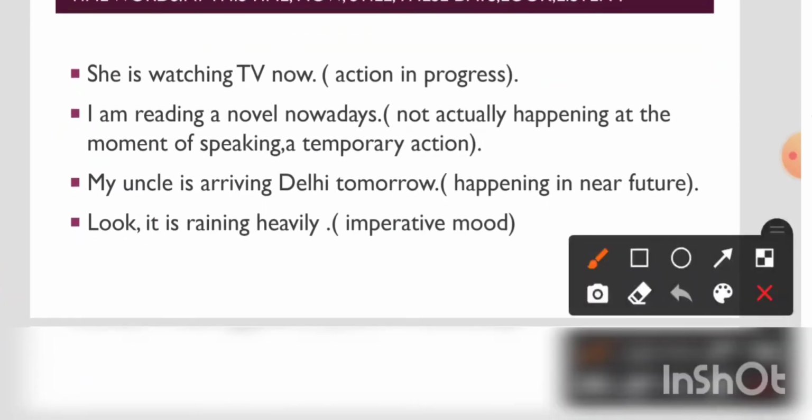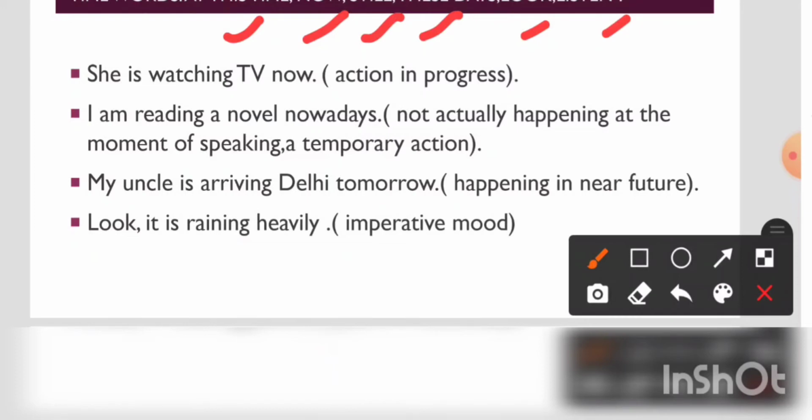Next tense is present progressive or present continuous. As the name suggests, the action is in progress at the moment of speaking. And the time words used here are: at this time, now, still, these days, look, listen. What are you doing at this time? She is learning a lesson now. He is still working. I am reading a novel these days.